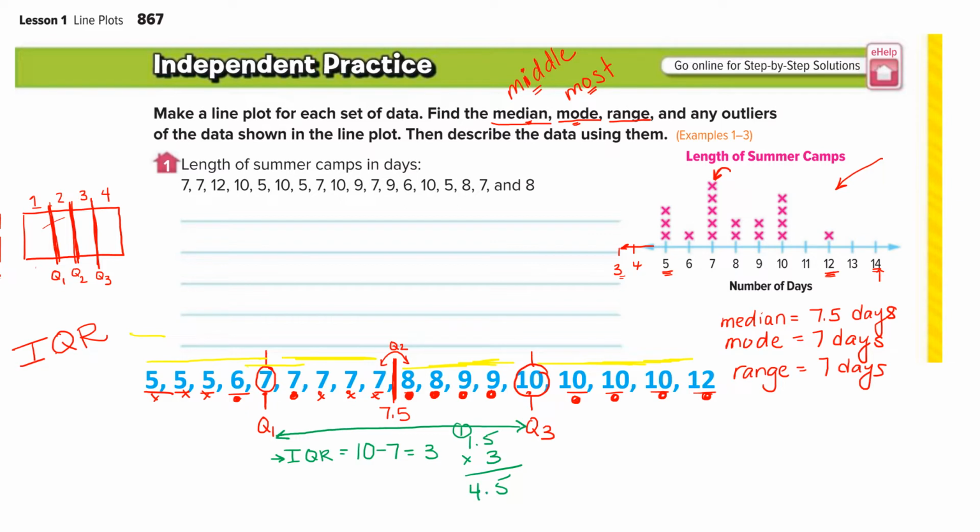is 4.5. Now, we take that and we add it to quartile 3. So we add 4.5, and that gives us 14.5 days. So any value that is 14.5 days or more is an outlier. Our maximum is 12. So in the upper portion of our data, we have no outliers.